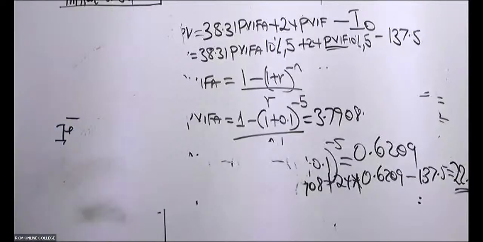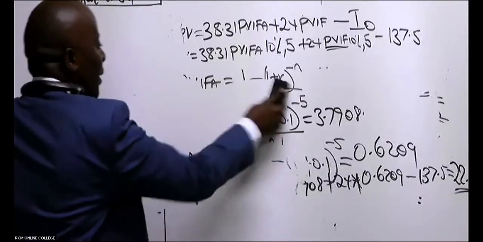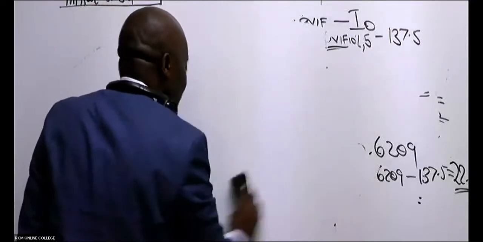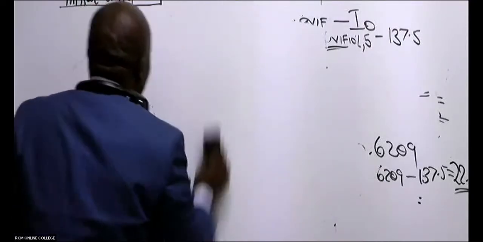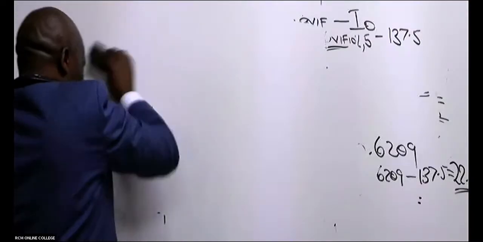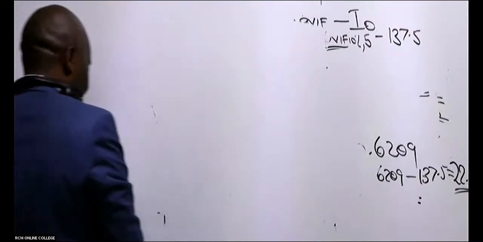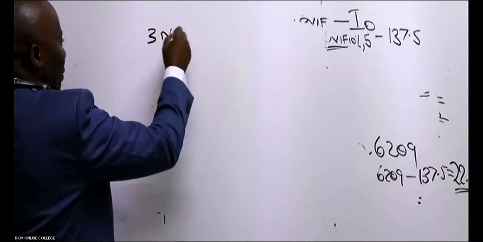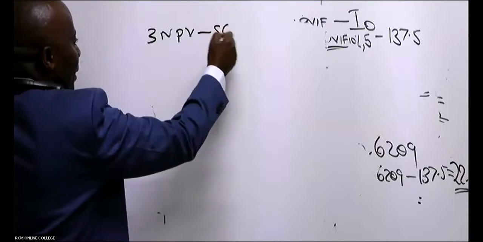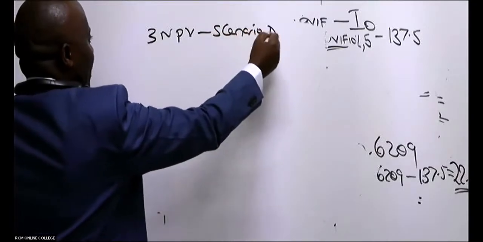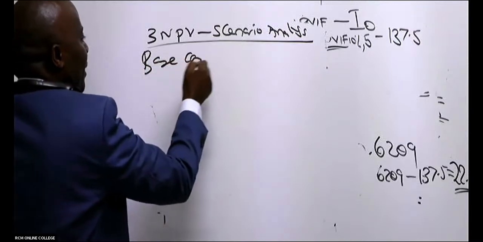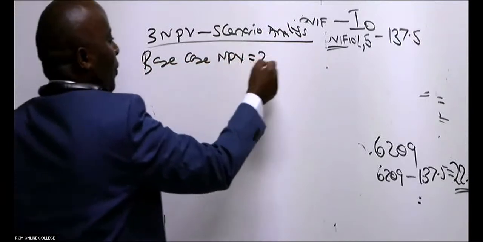Ladies and gentlemen, please remember, this is scenario analysis. Under scenario analysis, you shall give us 3 net present values. So in this case, you shall give us the base case NPV that you have given me as 22.6 something.